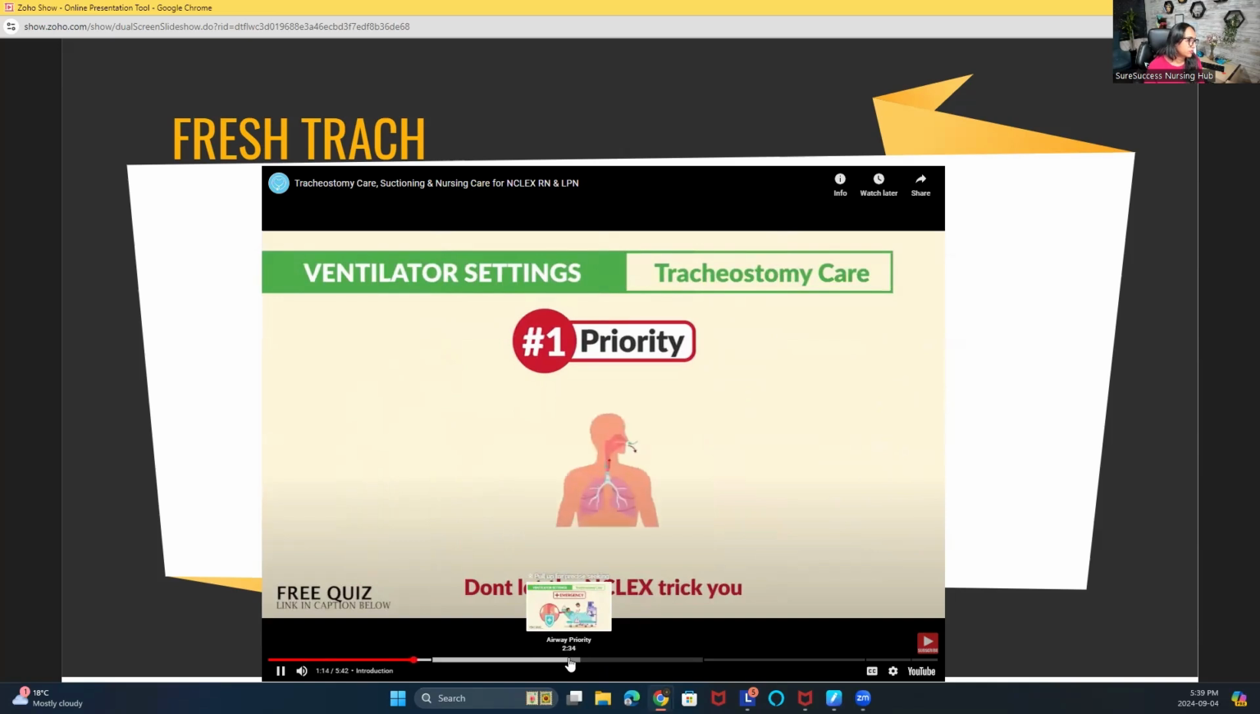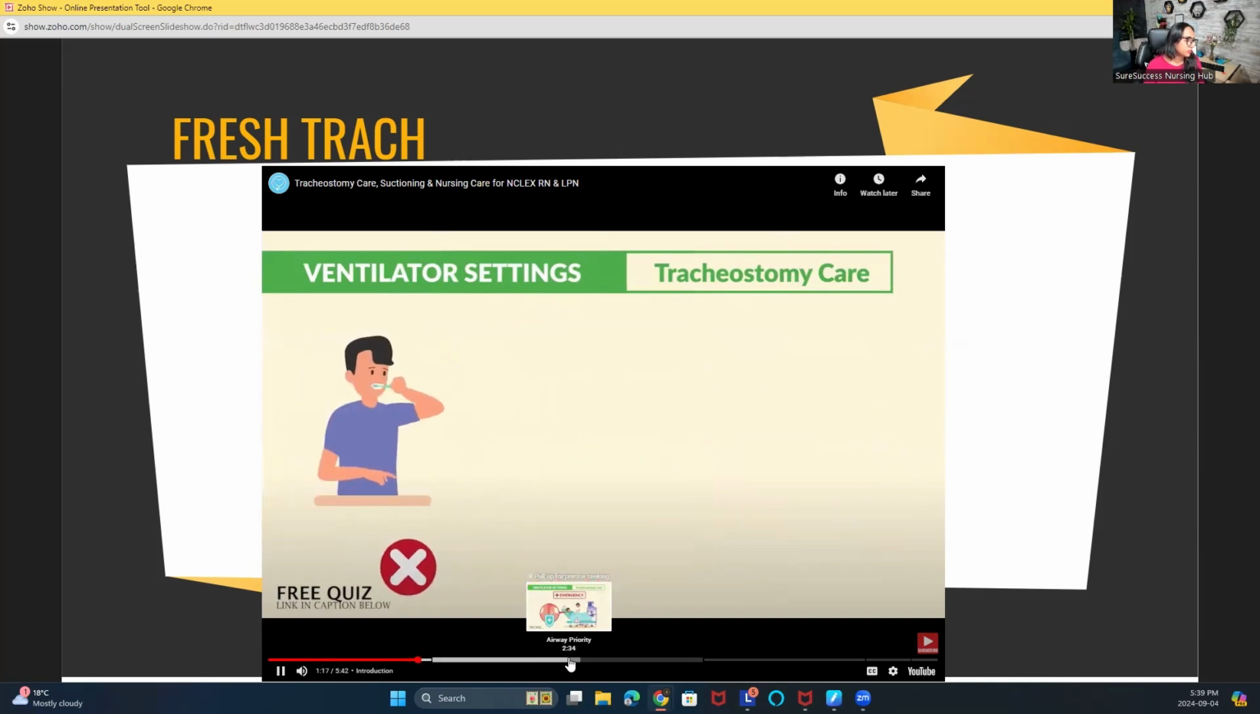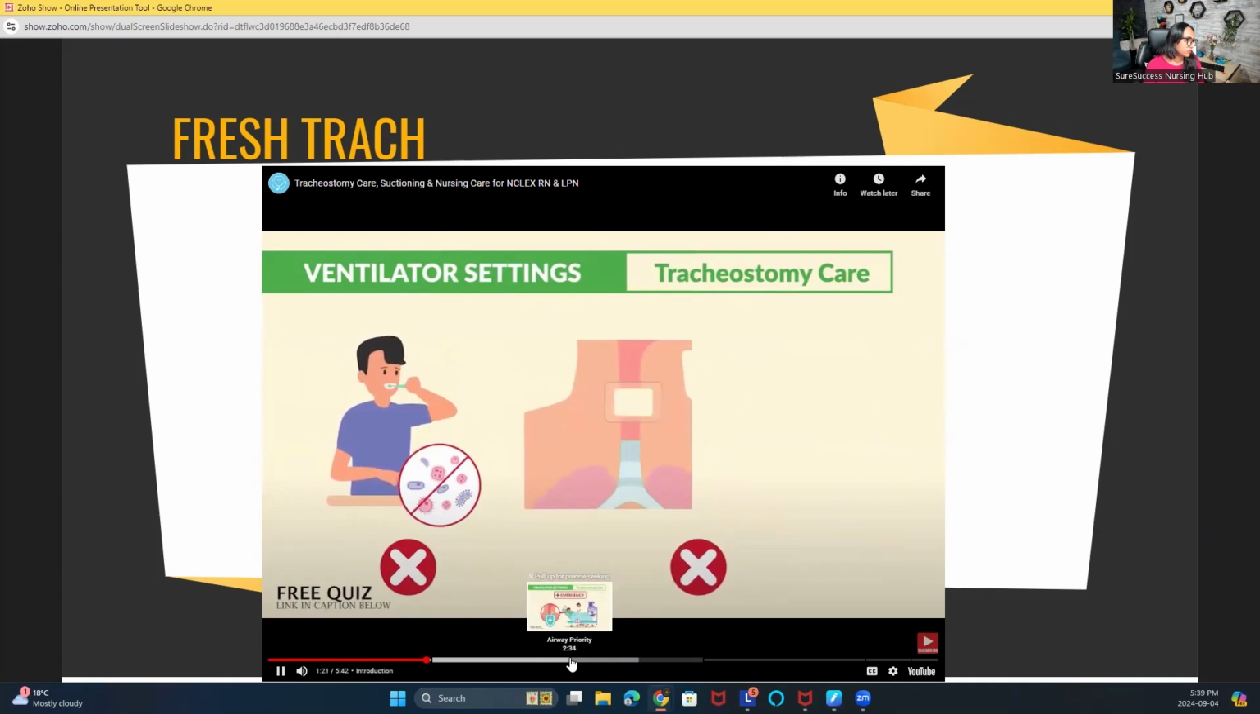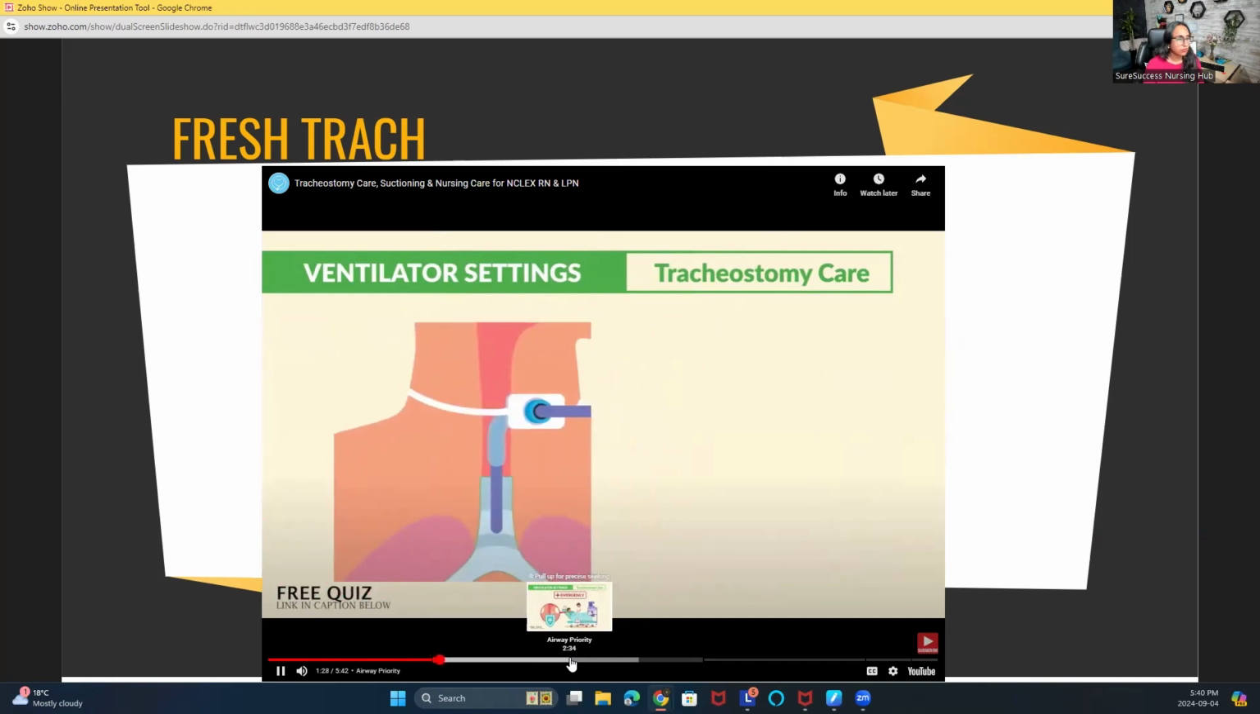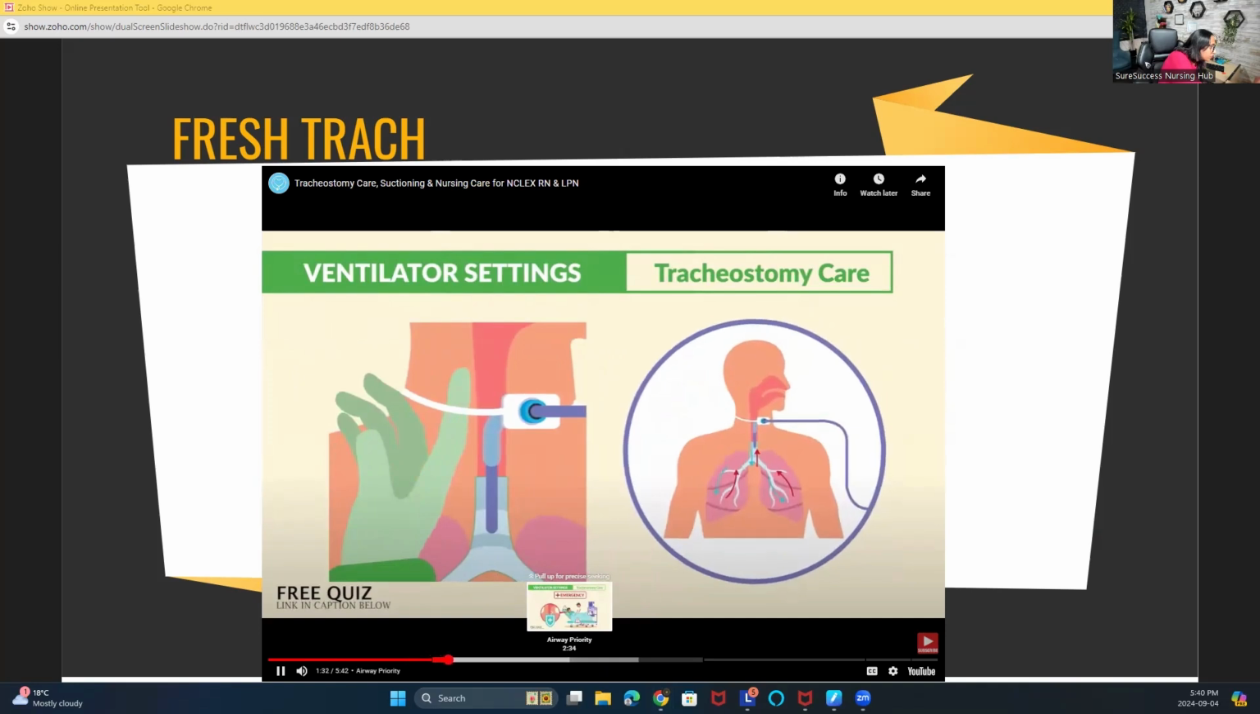Priority is always airway. Not performing mouth care to prevent infection, and not doing a dressing change on this new trach or changing the inner cannula. Many students get this wrong. So please write it down. Checking tightness of the ties means maintaining the airway here.